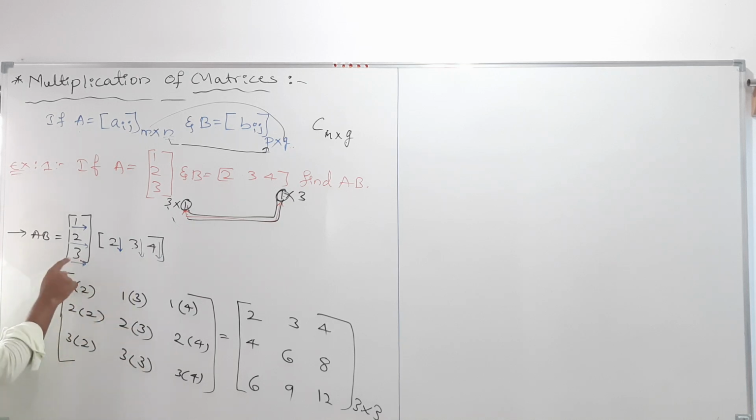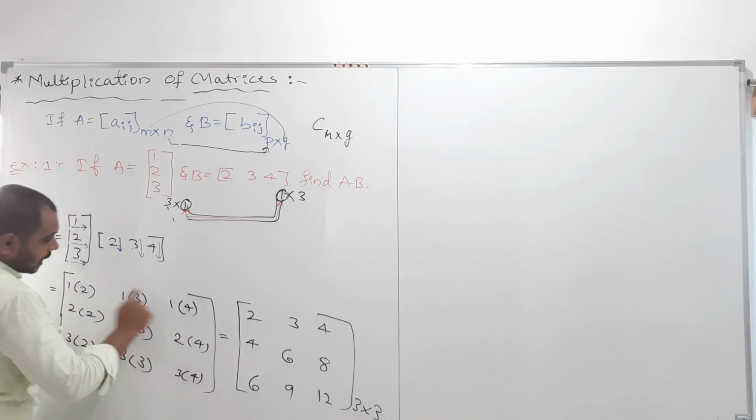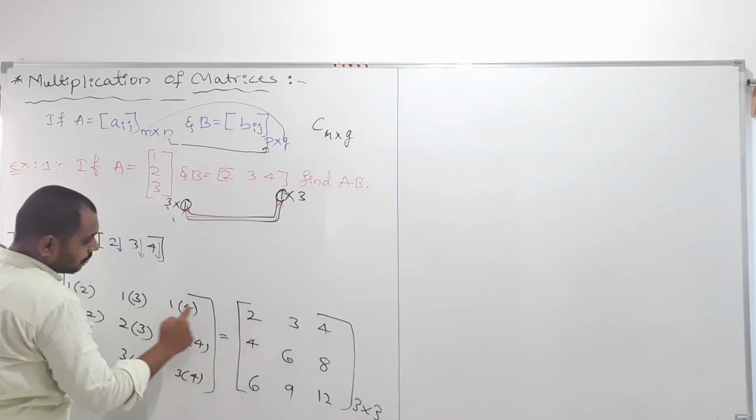3 into 3, next third row third column 3 into 4. Now simplify this. 1 into 2 is 2, 1 into 3 is 3, 1 into 4 is 4.